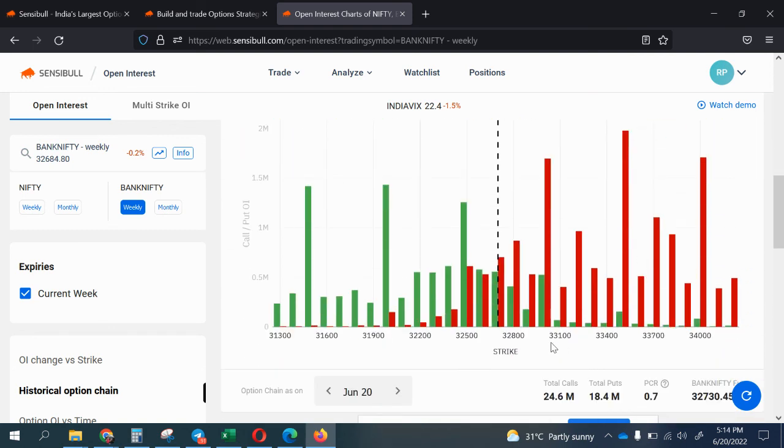Look at the historical 33,200, very good build-up, and 33,600, you have a good build-up. So either you can go for 33,500 also. End of the day, it's your view. There are too many option sellers, like call build-up at 33,500. So rather than selecting 33,600, you can select 33,500.